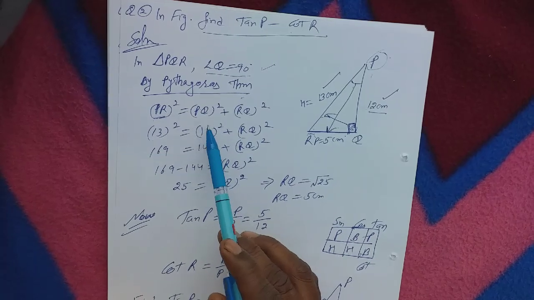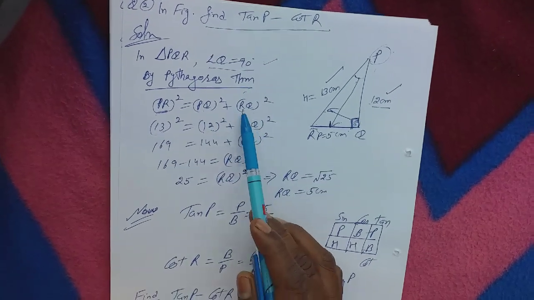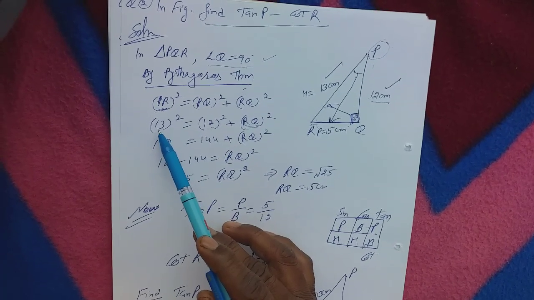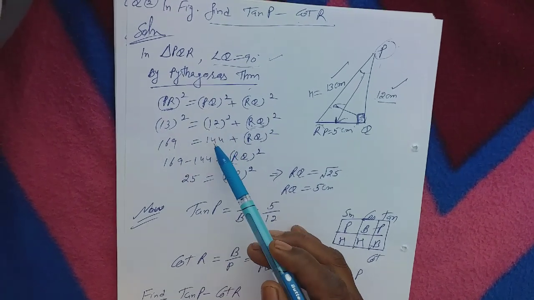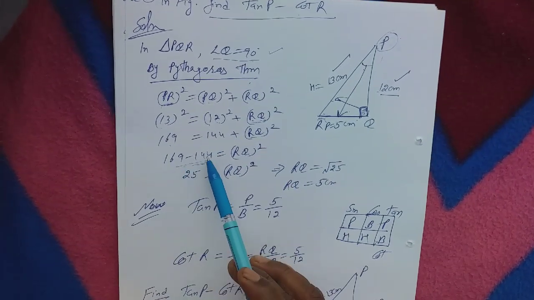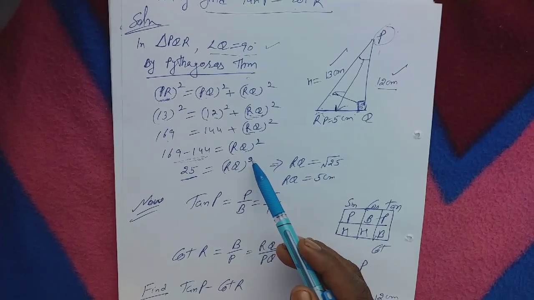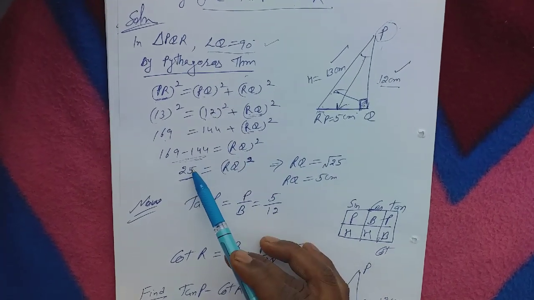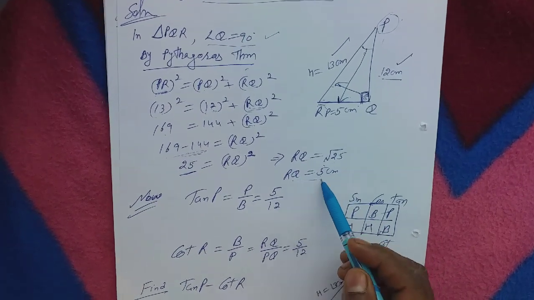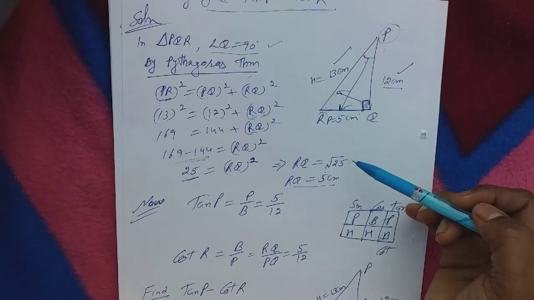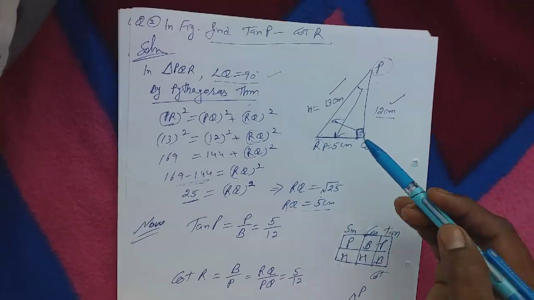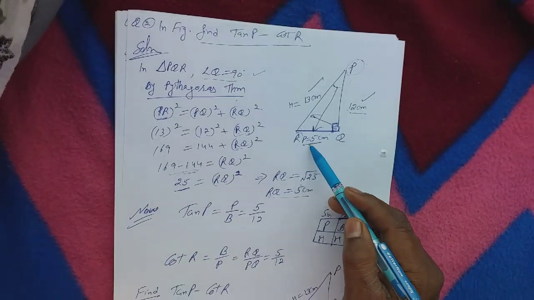So we will put here the values 12 and RQ. After squaring, 13 square is 169, 12 square is 144, RQ as it is. After subtracting, you will get 25, and the square is converted into square root. Square root of 25 is 5, so RQ is 5 centimeter.